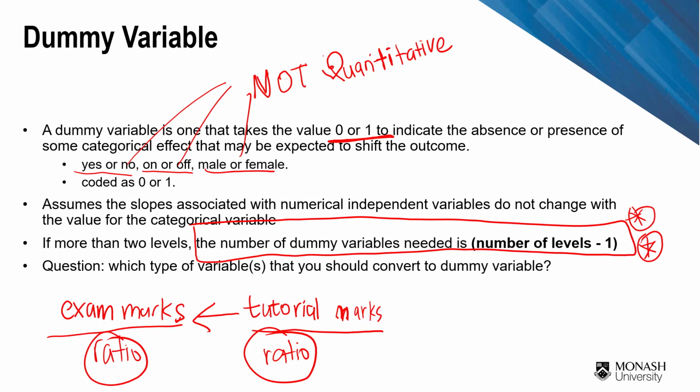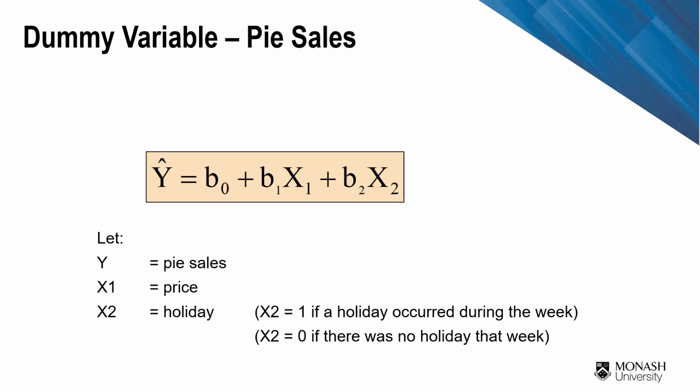The next question is, which variable should I convert into a dummy variable? As I said just now, if you have a nominal or an ordinal scale, then it is good for you to convert that into a dummy variable, if you want to incorporate that. Let's take a look at the next example. Dummy variables are only needed when you have a nominal or ordinal variable that you really want to include in regression.